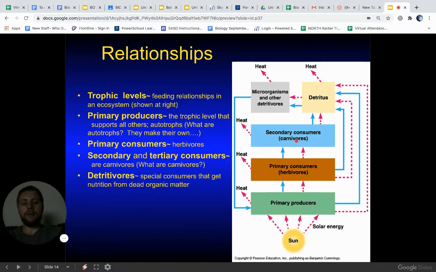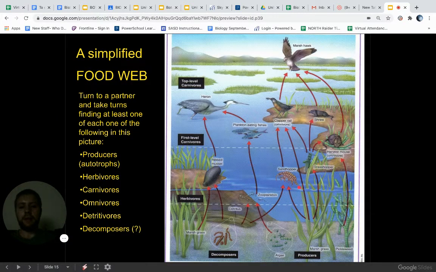Detritivores are like larger things that actually eat dead matter, like an earthworm would be a good example, whereas a decomposer would be a teensy tiny little thing that really breaks down the very atomic structure of things. It doesn't eat so much as just literally break down the chemical structure of stuff. And we'll talk about that later.